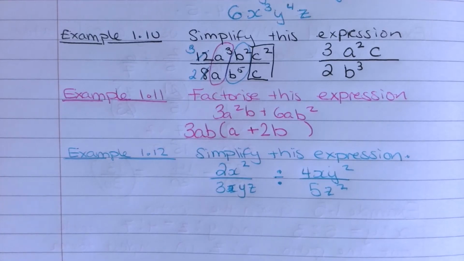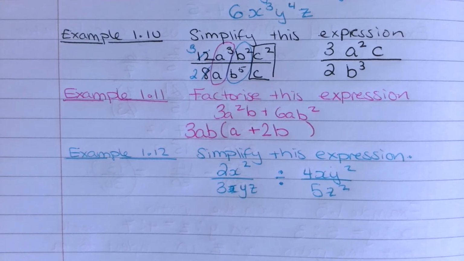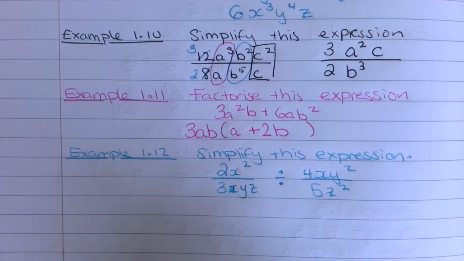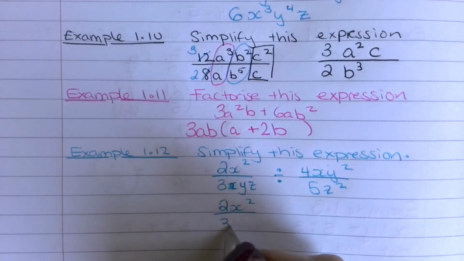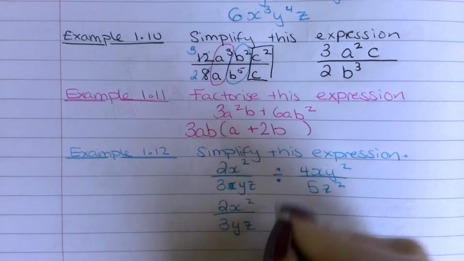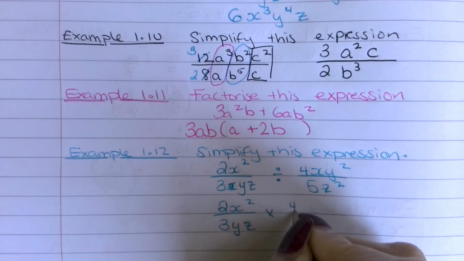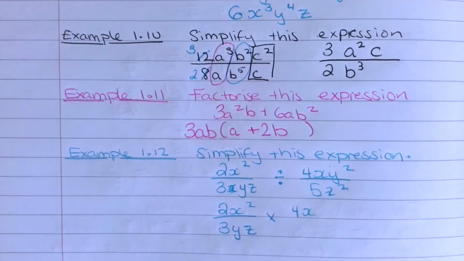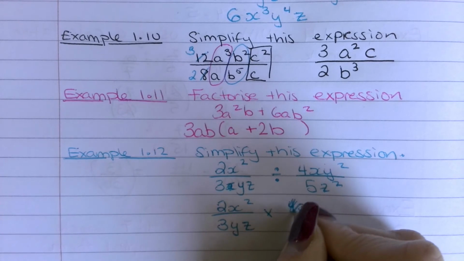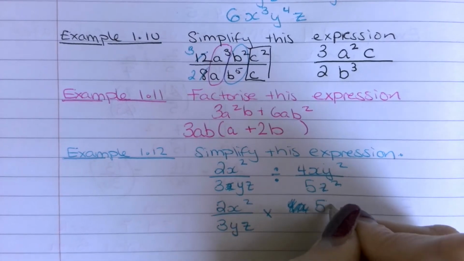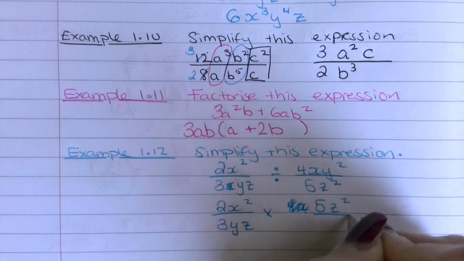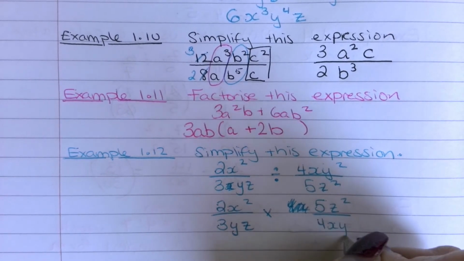For the next example, we're back to the instructions, simplify this expression. As it's division, the first thing I'm going to do is write this as a multiple of its reciprocal. So I will have 2x squared over 3yz times 4x. Whoops, I need a reciprocal, which means the numerator and denominator swap places. So I will have times 5z squared over 4xy squared.